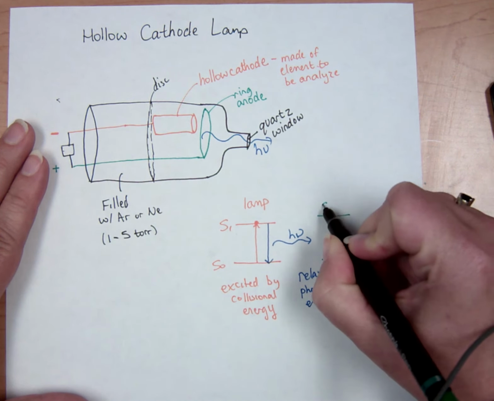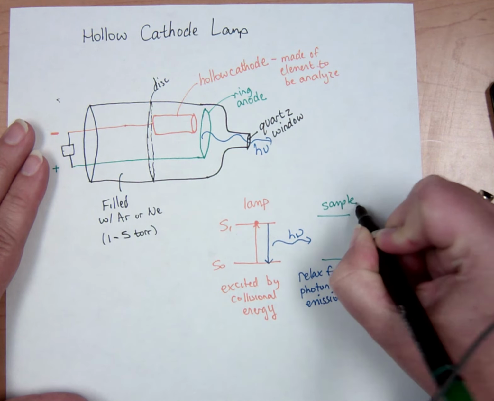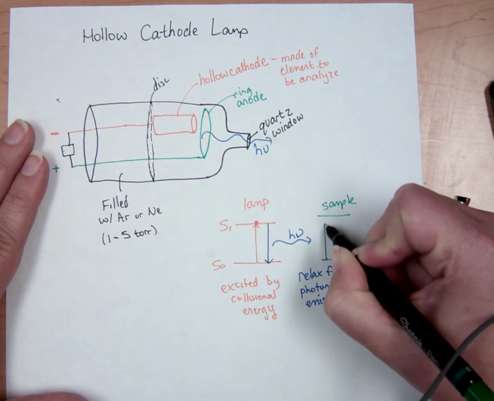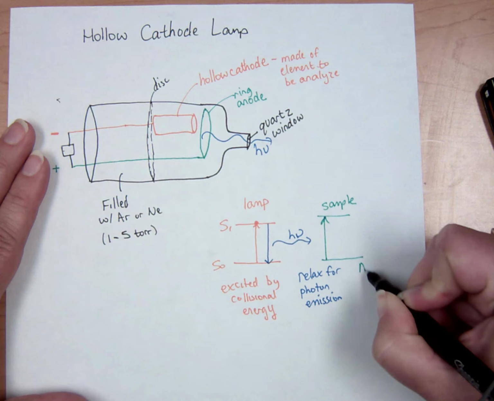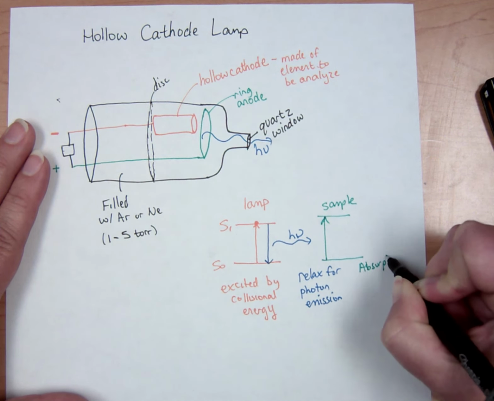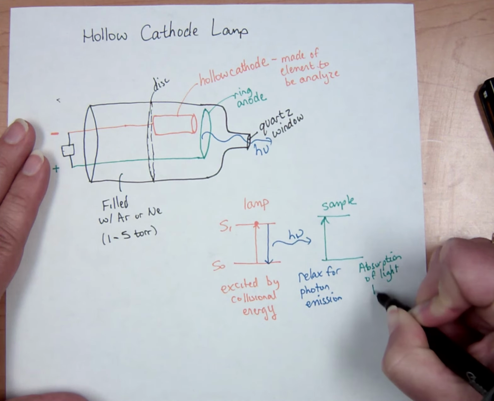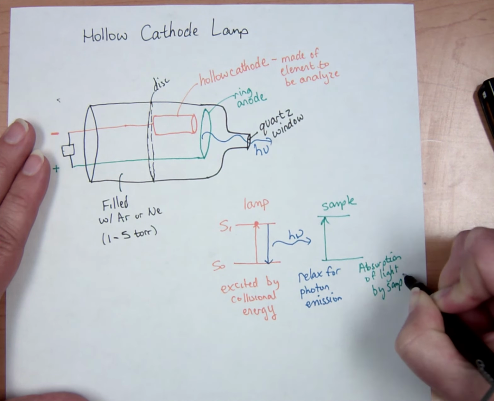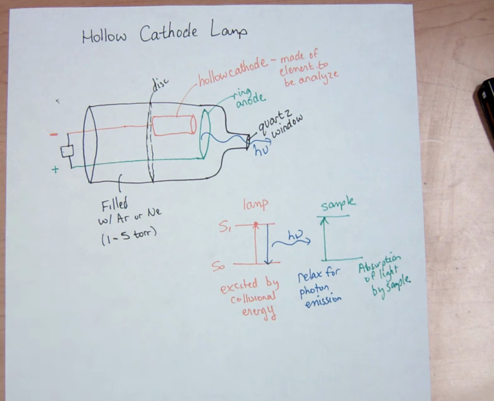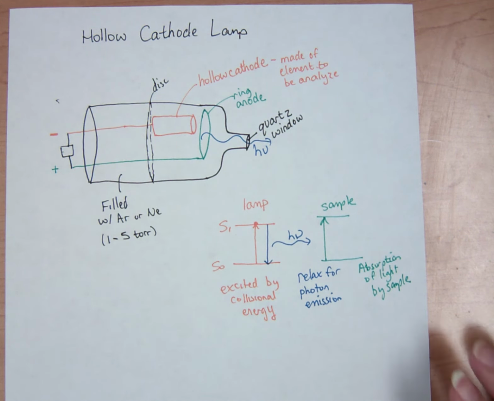So our sample can do the same transition with the absorption of light. And so with the hollow cathode lamp, we actually can achieve our desired narrow bandwidth for light and also make it very specific for our element of interest.